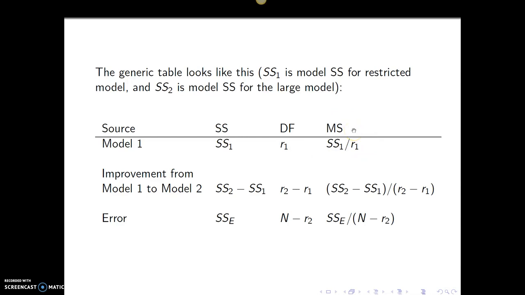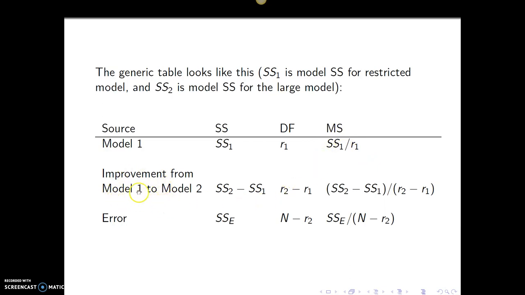And here is the mean square. MS stands for mean square, and notice what this is. This is a ratio of a sum of squares over a degree of freedom. So what is that? That's a variance calculation, right?